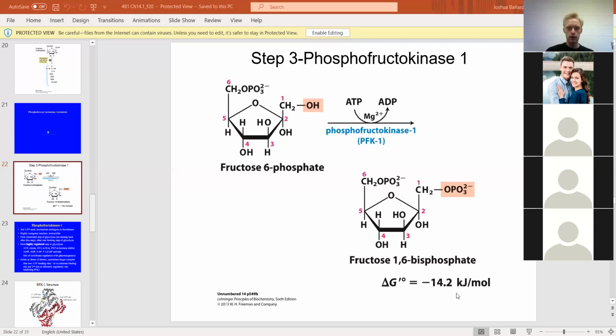You don't need to know the delta G for the steps. That'd be kind of brutal. But of course, know which steps are reversible and which ones are not, because that plays a role in how the enzyme works.